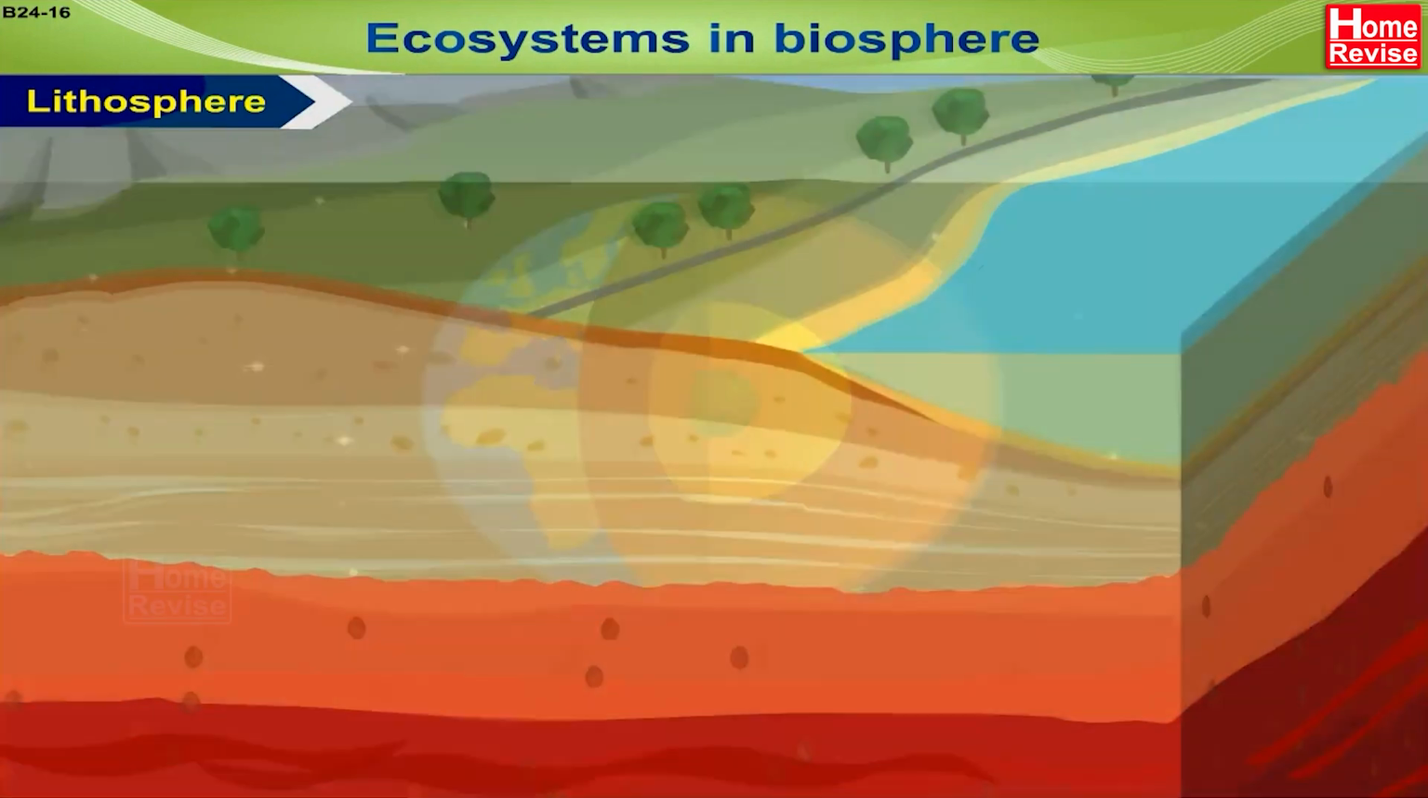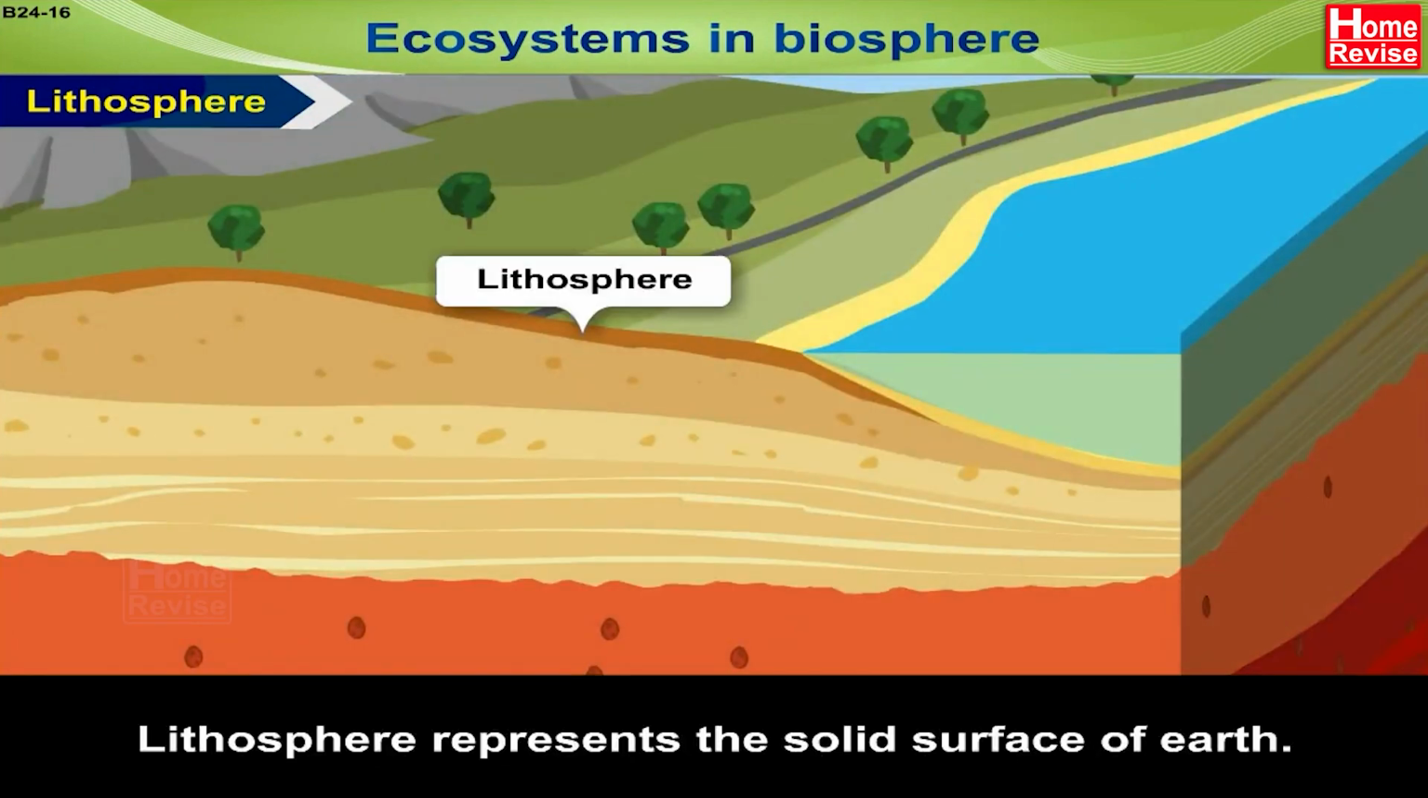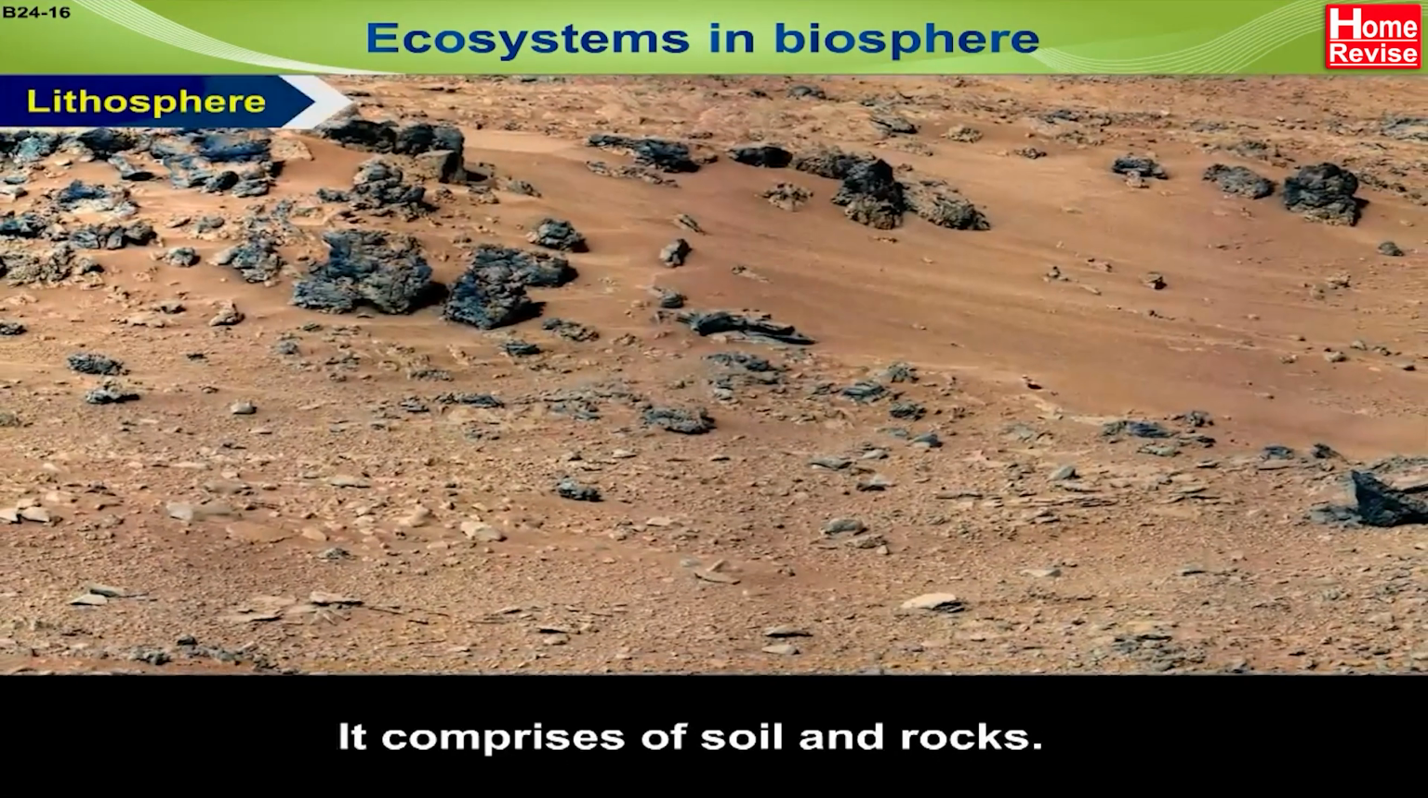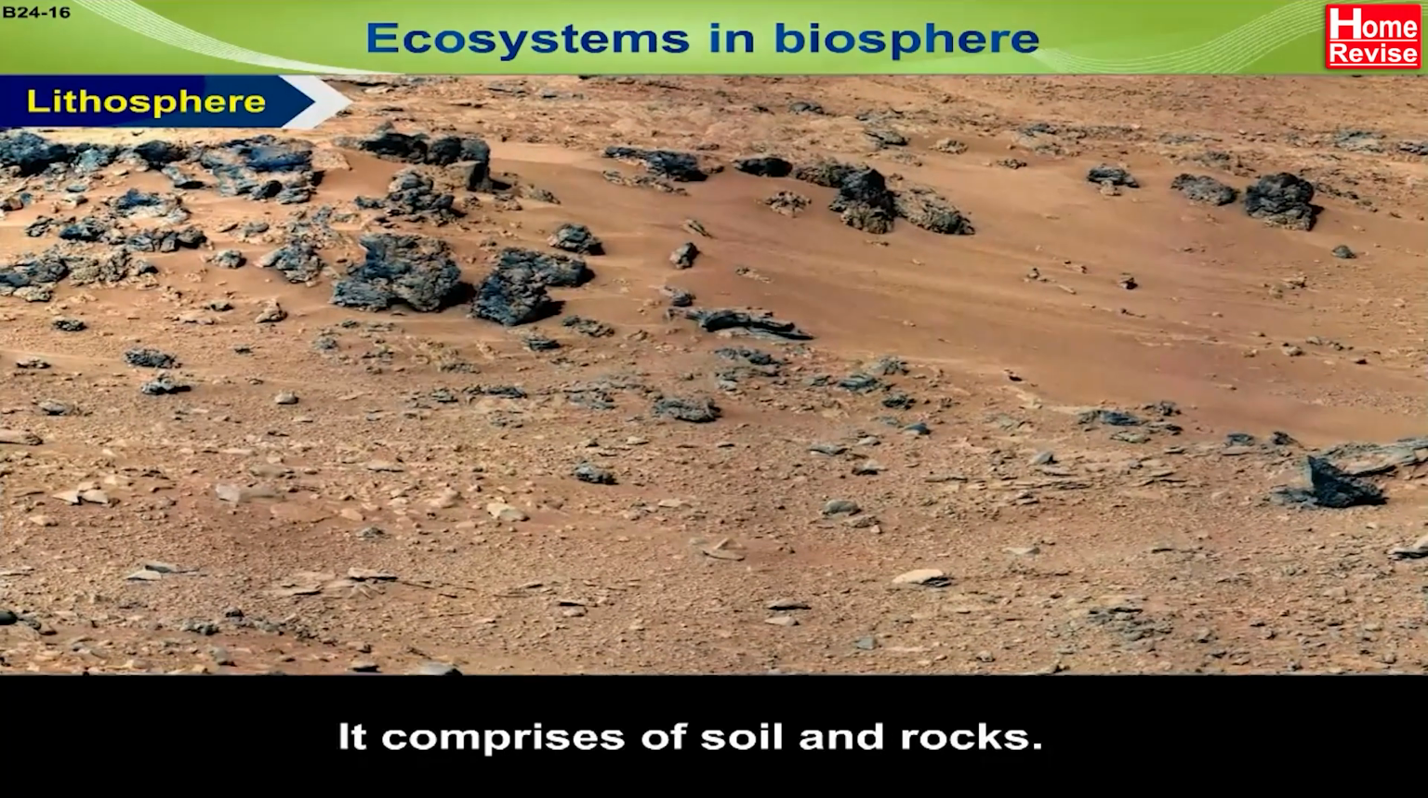Lithosphere. Lithosphere represents the solid surface of Earth. It includes both the upper surface, which supports plants, and the deeper layers where animals live in burrows. It comprises soil and rocks.